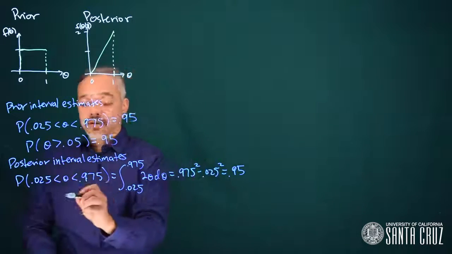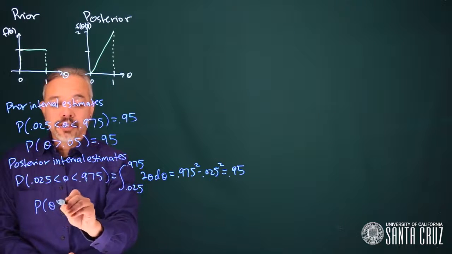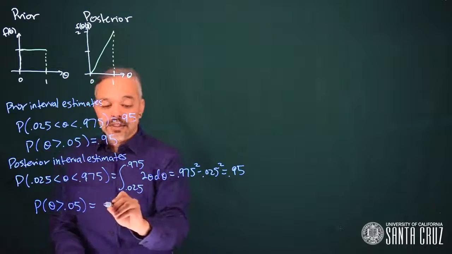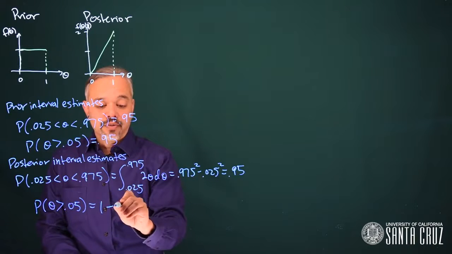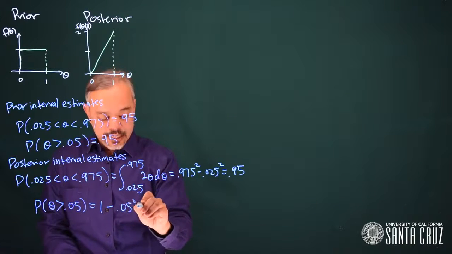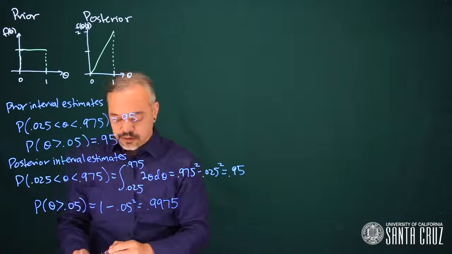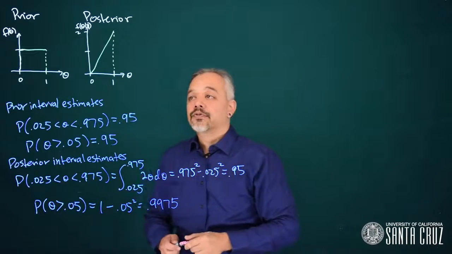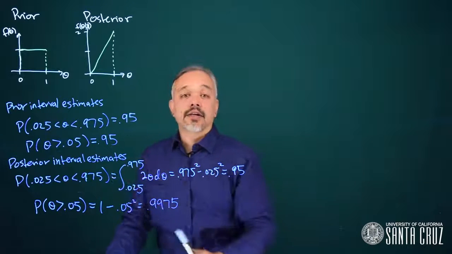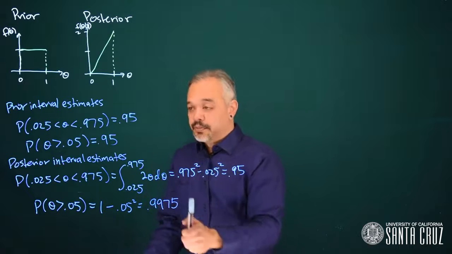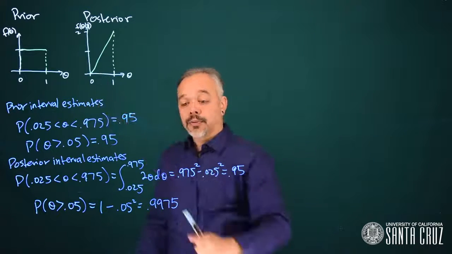However, if we ask the second question under the posterior, what's the probability theta is bigger than 0.05? This is now, when we run through the integral, 1 minus 0.05 squared, and this turns out to be 0.9975. There's very little chance now that theta is less than 0.05, having observed a head. This is a big change now from the prior to the posterior.